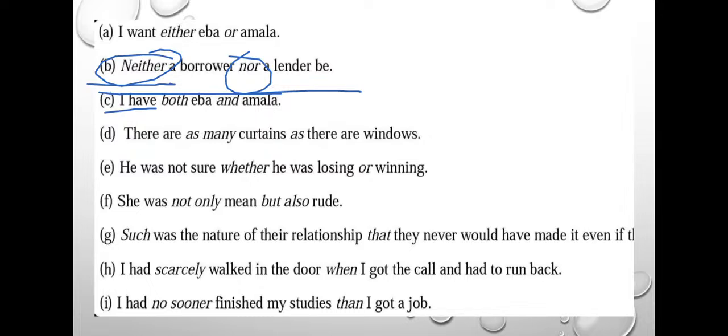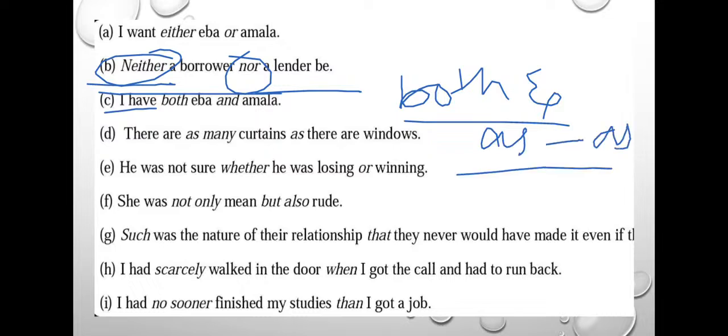Third one: I have both Eba and Emala. Both and. These are as many curtains as there are windows. As many as. Most of the time it could be placed in phrasal verbs: as fast as beautiful as moon, as shining as sun, as far as stars. Fourth one is these are as many curtains. Yeah, I told you this one.